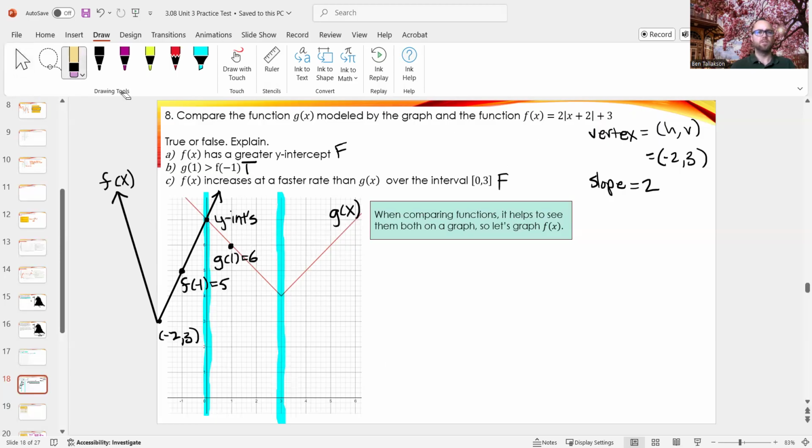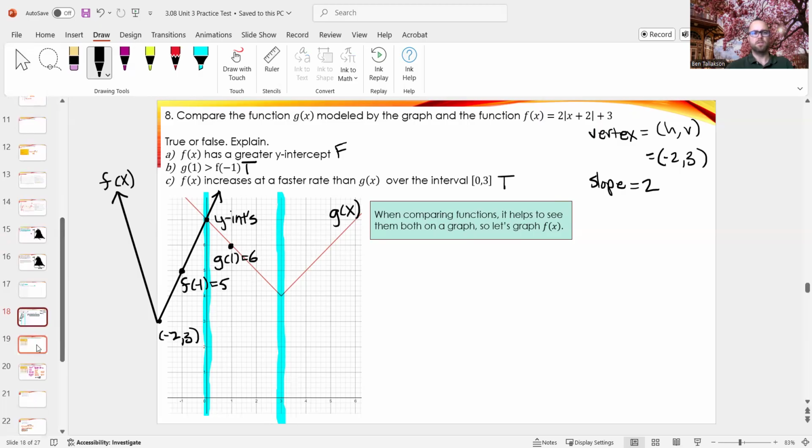Actually, f of x increases at a faster rate. That's true. Same logic, just had the wrong answer there.